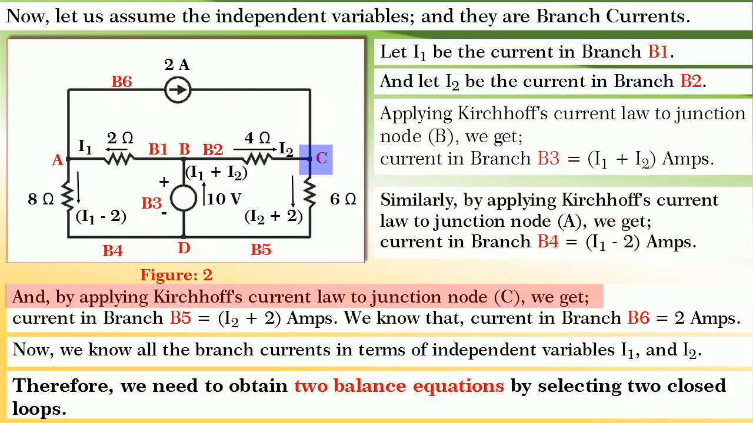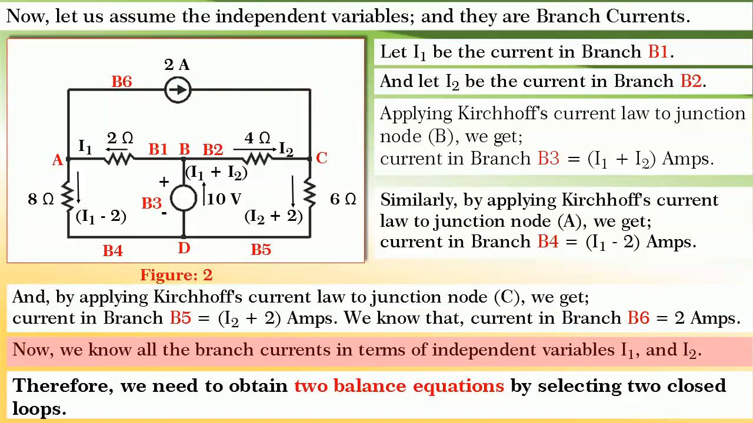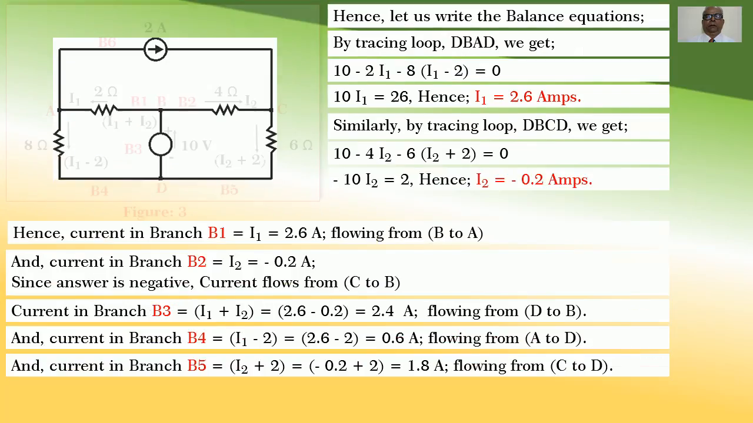And by applying Kirchhoff's current law to junction node C, we get B5 is equal to I2 plus 2 amperes, and we know that the current in B6 is equal to 2 amperes. Now, we know all the branch currents in terms of independent variables I1 and I2. Therefore, we need two equations to solve this network.